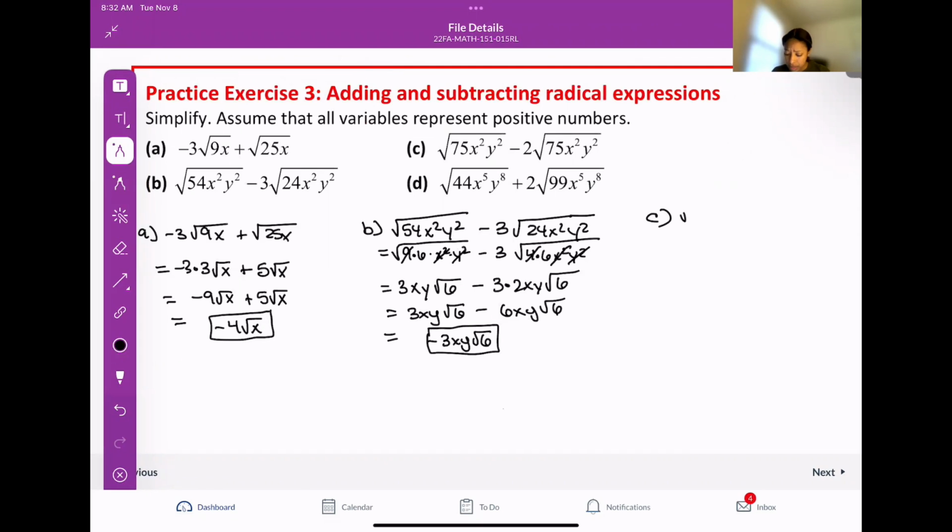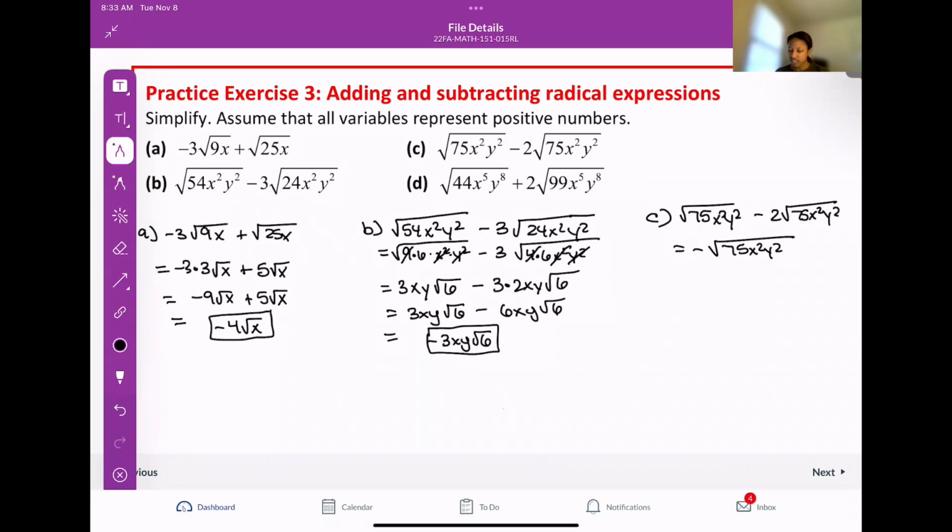We have the square root of 75 x squared y squared minus 2 square root of 75 x squared y squared. Well, there's a couple of ways that we can do this one. First, they're already written as like radicals. Both of them are square roots of 75 x squared y squared. So we can subtract. We have 1 minus 2 of those. That leaves us with negative square root of 75 x squared y squared. It's like if you have x minus 2x, that's negative x. Here we get negative this whole radical.